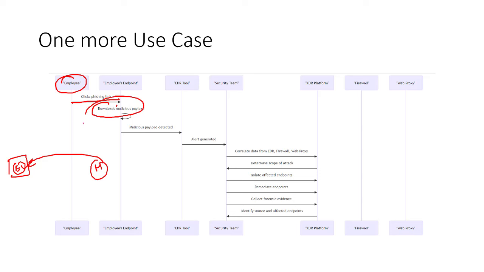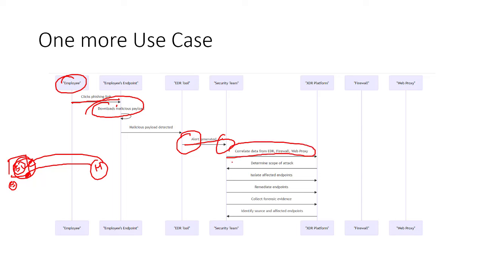Okay. So when I click on the link, it leads to the download of a malicious payload on his endpoint here. Now what happened? There was an endpoint agent running. So it basically detects this particular payload and generates an alert. So you can see the alert was generated and it goes to the security team. So the security team basically uses the XDR platform to correlate data.